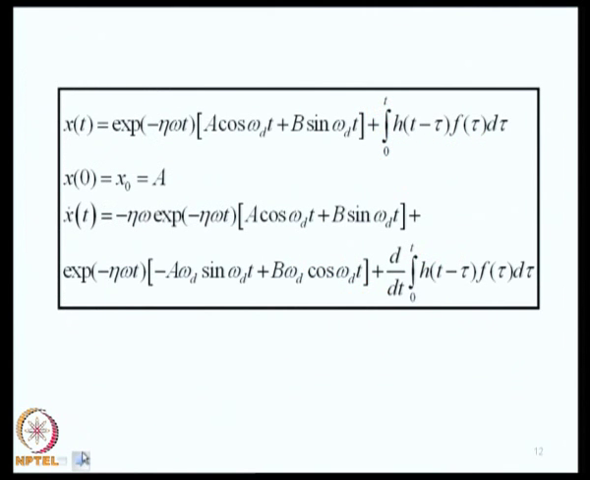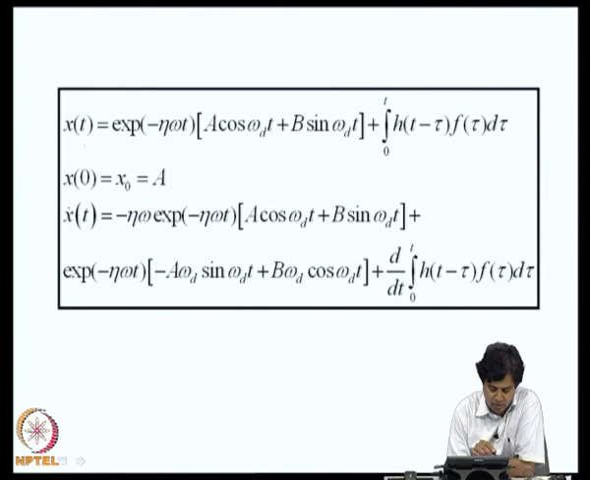Now, how do we evaluate the constants a and b? At t equal to 0, I have x naught as the initial condition. So, using that here I get a. Now, to find x dot of 0, I have to differentiate this with respect to t.